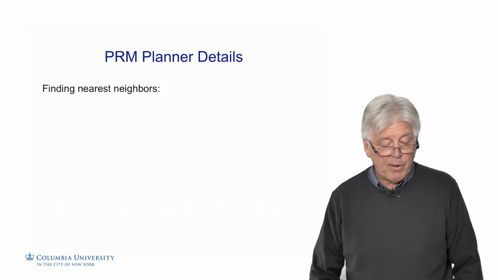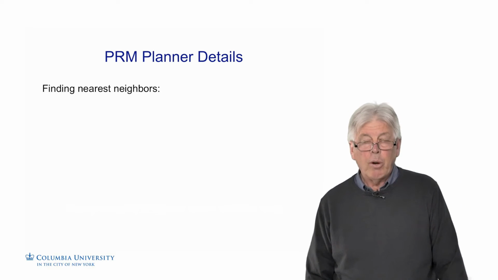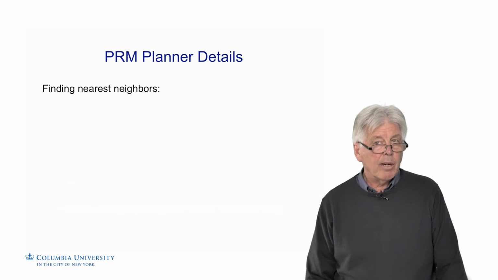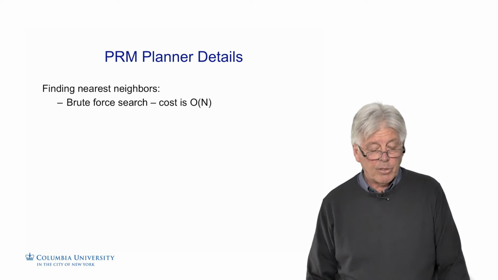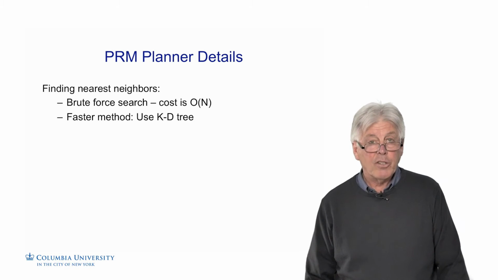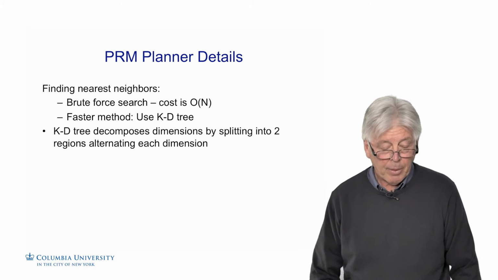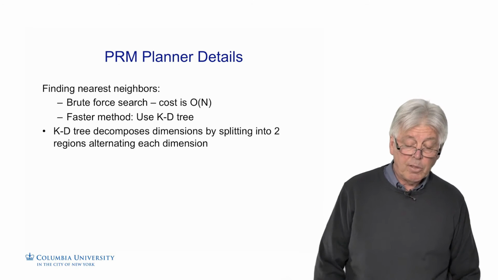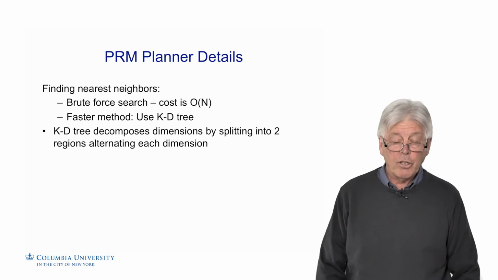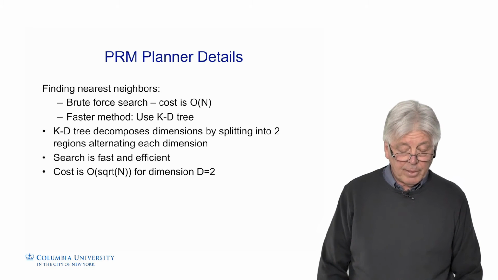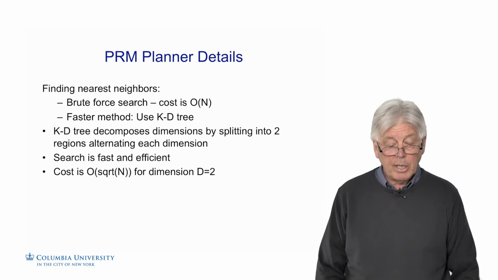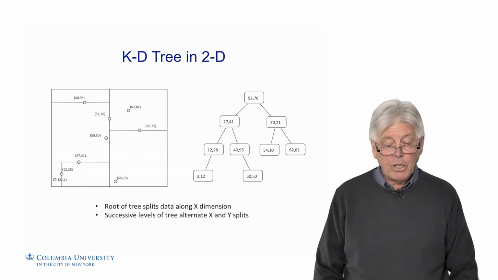Another thing we want to talk about is finding nearest neighbors. So at each point after we get these n configurations in the graph, we have to find the nearest neighbors. And the brute force search cost is order n, it's naive search, which if n is small is not going to kill you. But if n is large, then you need a faster method. And we can use something like a KD tree, which is a decomposition of dimensions by splitting into two regions alternating each dimension. And we'll show you an example of that in a minute. So it's basically a rectangular decomposition of space. The search is fast and efficient, and the cost is order square root of n for the dimension d equals 2.